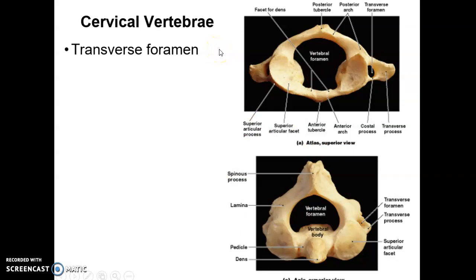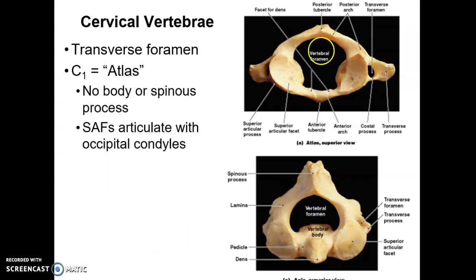Cervical vertebrae, excuse me, they have openings on the transverse processes called transverse foramina, plural. So each cervical vertebra has three openings, two transverse foramina and the vertebral foramen. C1, the most superior cervical vertebra, is called the atlas, and it's modified. It has really no body and a really small or absent spinous process. Its superior articulating facets articulate with the occipital condyles of the occipital bone, here and here.